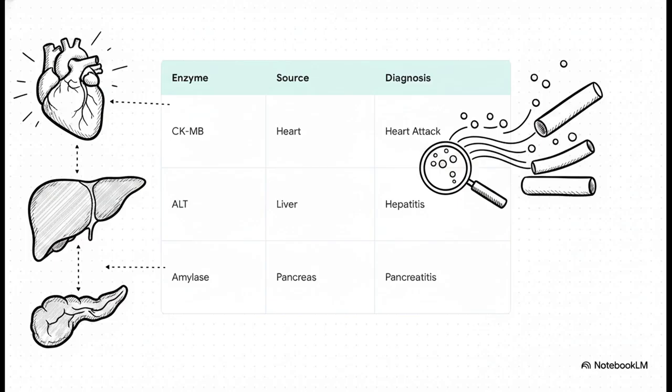For example, if a patient's blood is suddenly flooded with creatine kinase, specifically the CKMB isoenzyme, it instantly reveals that a heart attack is occurring. High levels of ALT point directly to liver damage, like hepatitis. And if amylase or lipase are detected at extreme levels, it points us right back to the pancreas, diagnosing acute pancreatitis. The simple math of tracking these enzymes leaking into the blood is absolutely the cornerstone of modern clinical diagnosis.